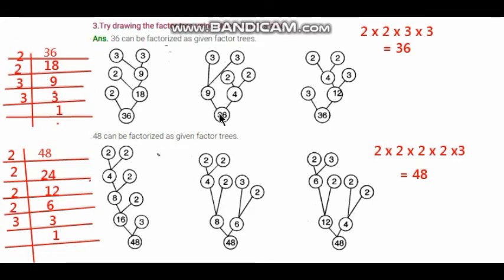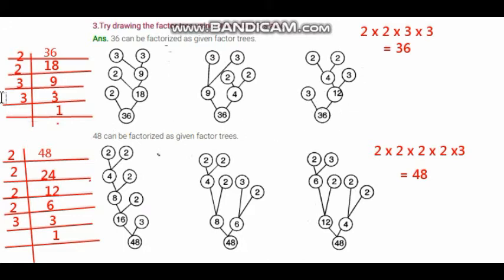And here the other way: 3 3s are 9 taken first and then 2 2s are 4. So 9 4s are 36. 9 is split into 3 into 3 and 4 is split into 2 into 2. So 2 2s are 4 and 3 3s are 9. So 3 into 3 into 2 into 2 is equal to 36.